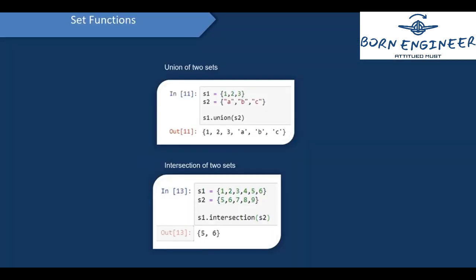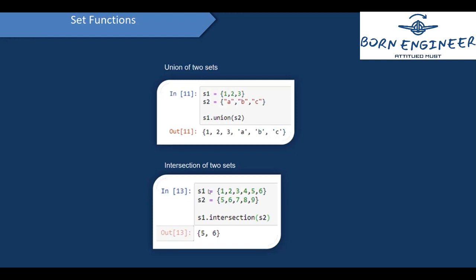Now we'll look at two functions. One is the union function, and then we've got the intersection function. In the union function, we basically concatenate two sets. So we've got s1 over here, and then we've got s2 over here. When we use the union method, all we are doing is joining or concatenating the elements of these two sets. And if we want to find out the common elements present in the sets, then we can use the intersection method.